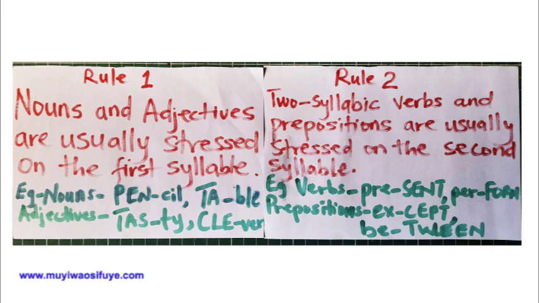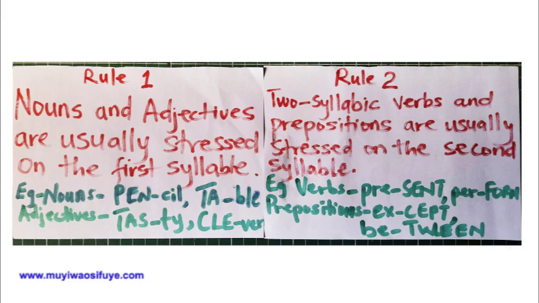And then for Rule 2, 2-syllabic verbs and prepositions are usually stressed on the second syllable. When you say 2-syllabic verbs and prepositions, that is those verbs and prepositions that have 2 syllables. They are usually stressed on the second syllable. Like I said before, those stressed syllables are written in capital letters.